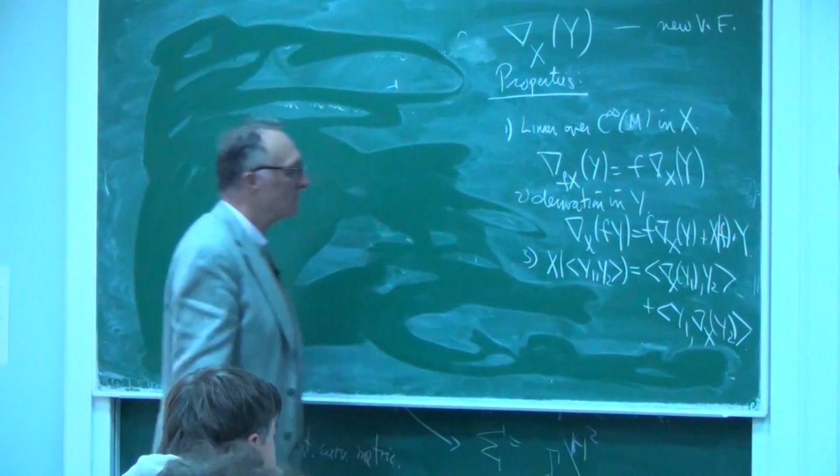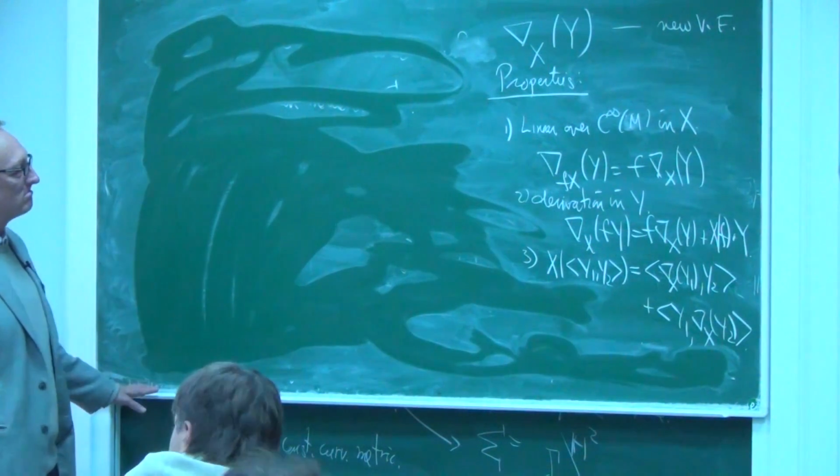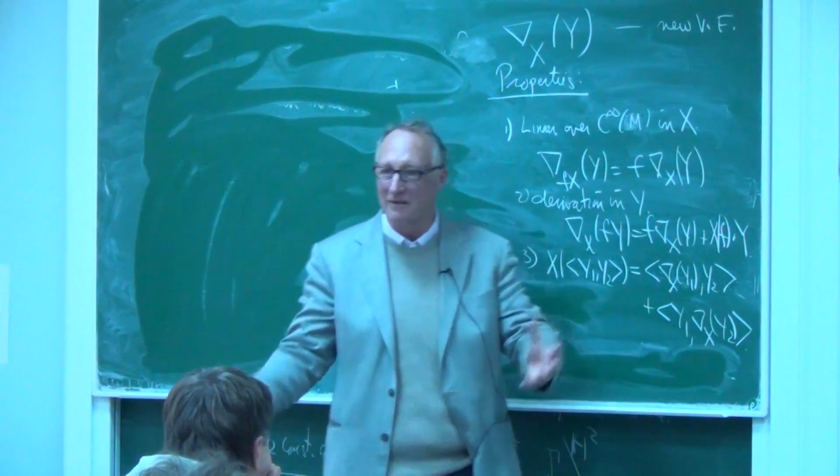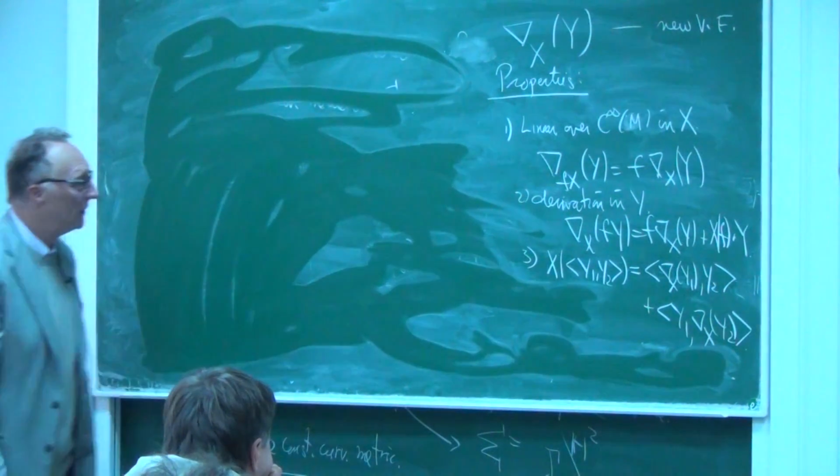Okay. And by placing x in front of function, you mean differentiation, right? That's right. So x is a vector field. By definition, it's a derivation on the functions.